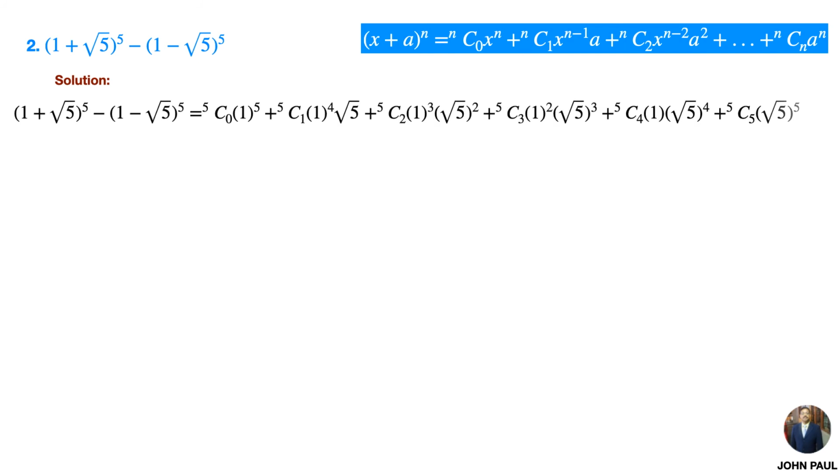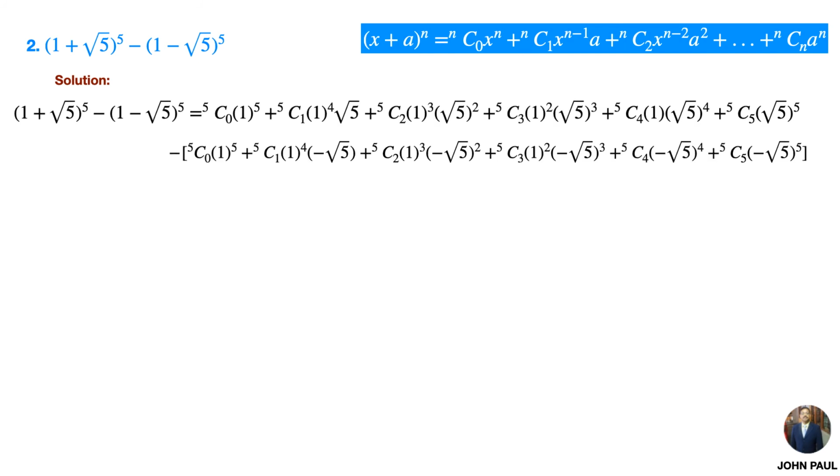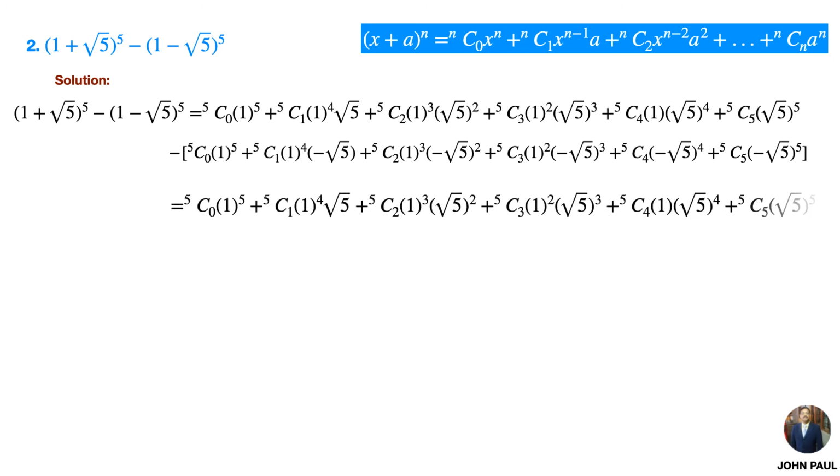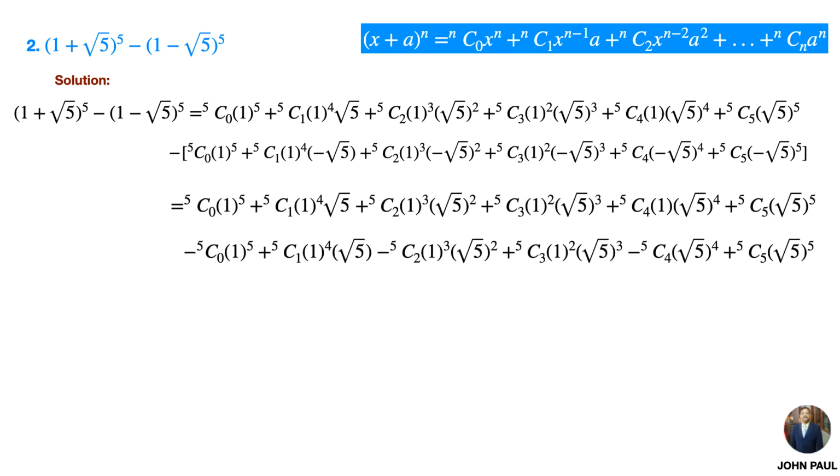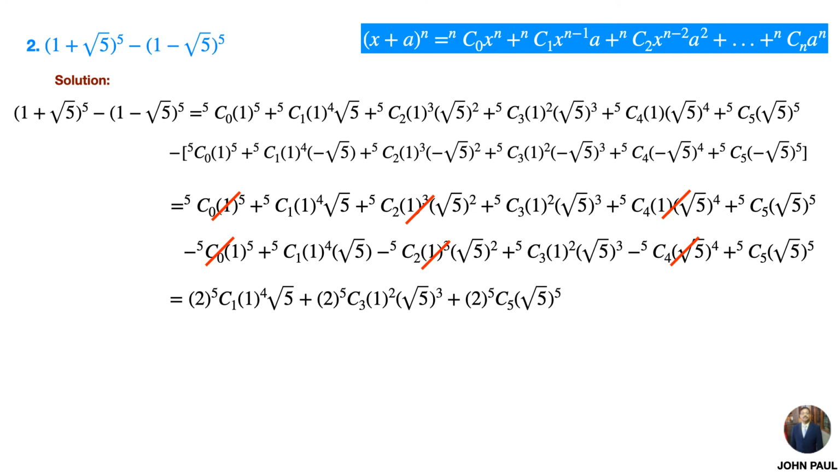Second problem: (1 plus root 5) whole power 5 minus (1 minus root 5) whole power 5. Binomial theorem. Solution: we'll use the binomial theorem 2 times. We know the a value, x value and n value that we have to substitute. By multiplying the minus sign inside, we get this equation. Now try to cancel the terms, and the remaining terms we can write as 2 into 5C1 1 power 4 root 5 plus 2 into 5C3 1 square root 5 cube plus 2 into 5C5 root 5 power 5.